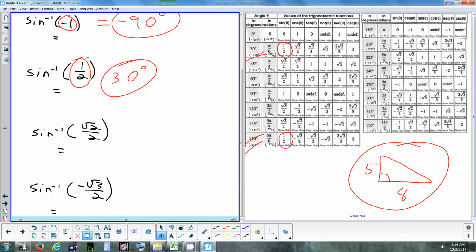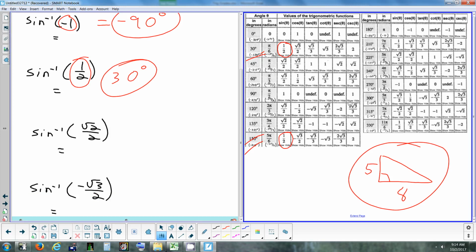Okay, so take like a minute on your own and see if you can figure out those two. Inverse sine root 2 over 2 and inverse sine negative root 3 over 2.